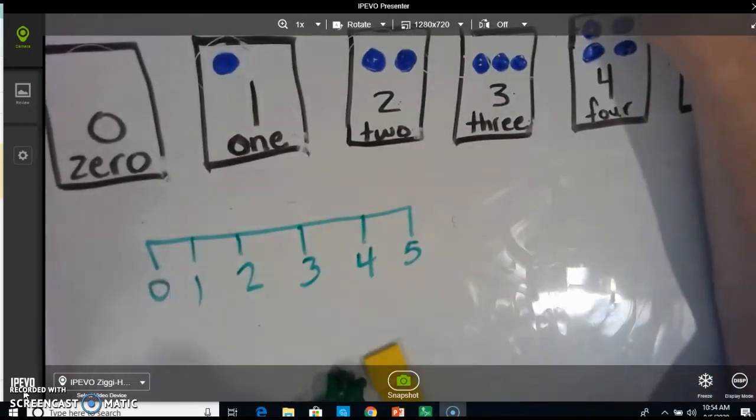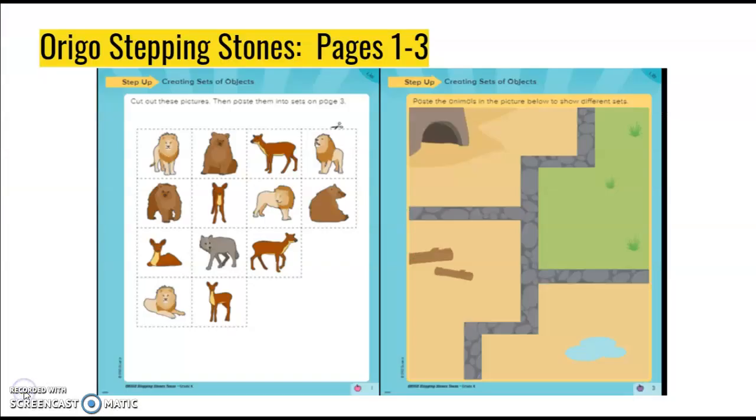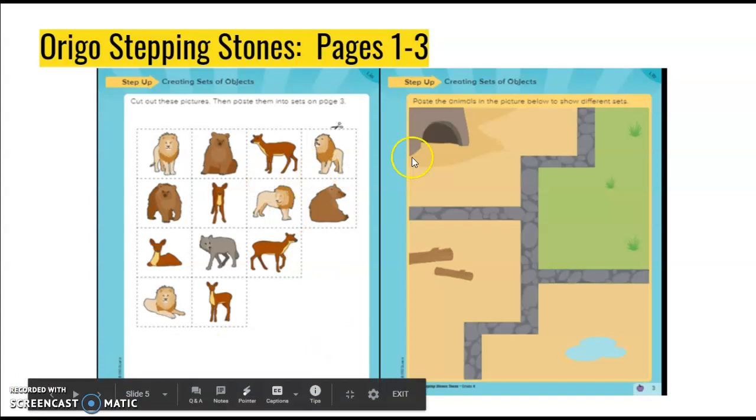Now I need you to get out your Orgo book. If you need to pause this video to get out your Orgo book, please do so. Now that you have your Orgo book, we are going to be turning to these 2 pages. This is page 1 and page 3. The one page has animals on it. The other one has animal habitats on it.